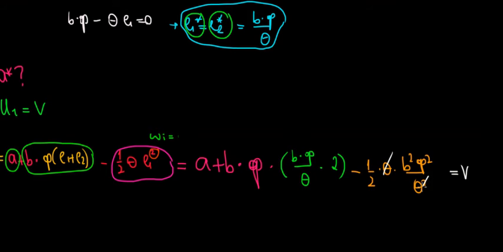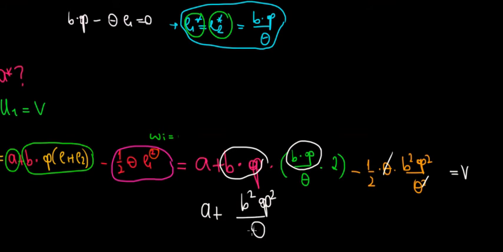Now theta with the theta goes away. What do we have as a result? We would have a plus b times theta multiplied with b times theta from here. That's b squared theta squared over theta, and we still have the 2, so multiplied with 2, minus 1 over 2. Let me change colors. Minus 1 over 2, b square theta square over theta. That's what we're left with, b square theta square over theta.